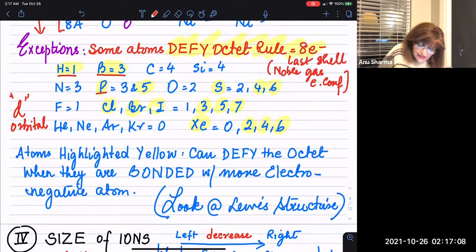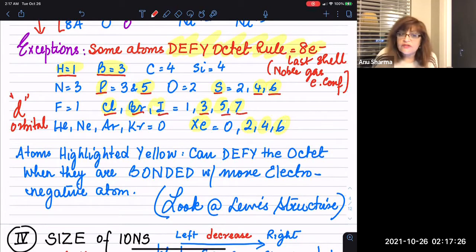Next, look at this, phosphorus. Phosphorus can make 3 bonds, but phosphorus can also make 5 bonds. Sulfur can make 2 bonds, but sulfur can also make 4 and 6 bonds. And we have fluorine, chlorine, bromine, iodine, all of them will make 1 bond, but chlorine, bromine, and iodine can also make 3, 5, and 7 bonds. Similarly, helium, neon, argon, krypton, xenon, all of them will make 0 bonds, but xenon can also make 2, 4, and 6 bonds.